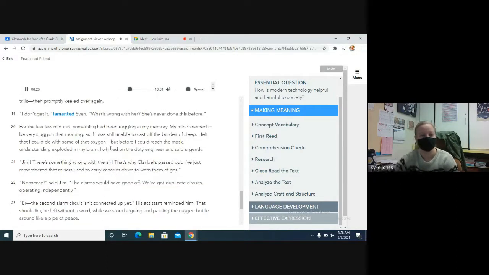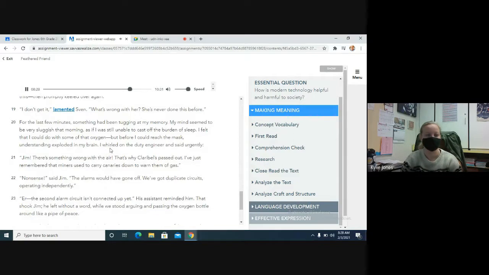"For the last few minutes, something had been tugging at my memory. My mind seemed to be very sluggish that morning, as if I was still unable to cast off the burden of sleep. I felt that I could do with some of that oxygen. But before I could reach the mask, understanding exploded in my brain. I whirled on the duty engineer and said urgently, 'Jim, there's something wrong with the air. That's why Clarabelle's passed out. I just remembered that miners used to carry canaries down to warn them of gas.'"